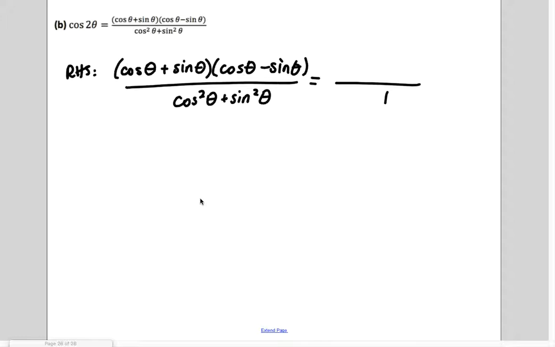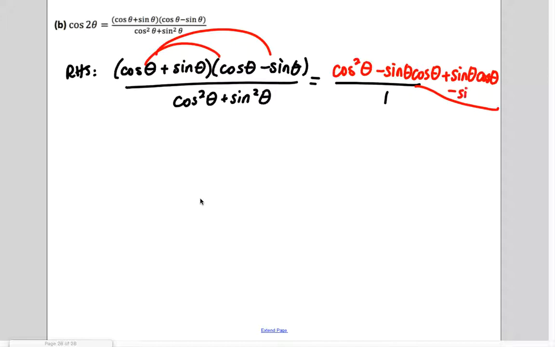Yeah, you've got to FOIL it out, right? So if we multiply this out, do you guys see how we have cosine squared theta? My outer and inner are negative sine theta cosine theta and positive sine theta cosine theta. I'm running out of room. And then the last is minus sine squared theta. So these two terms are going to go away. And we're going to get cosine squared theta minus sine squared theta over 1, which is cosine of 2 theta. So we got there. Do you see how it works?